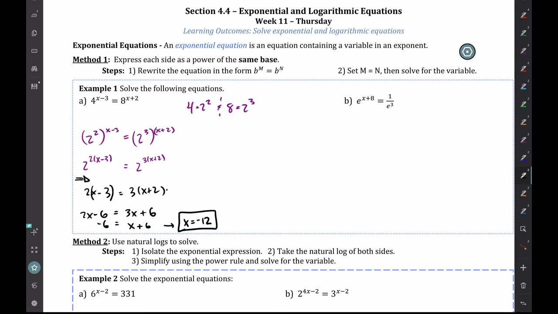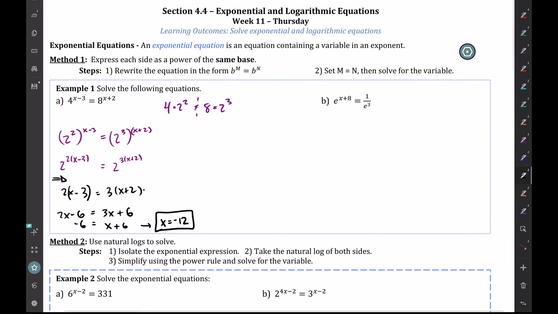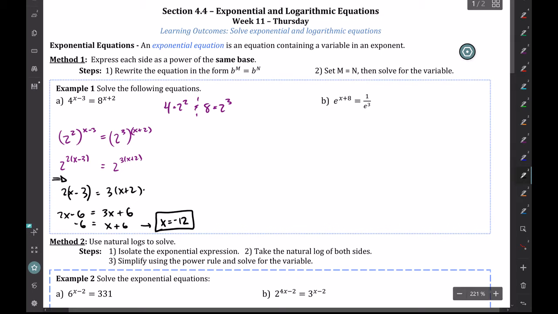Now we should try to do the same thing for part B, and if you look at this, you should be able to figure out that the common base here should be e. So 1 over e cubed can be written as e to the minus 3, right? So then you get e raised to the x plus 8 is equal to e raised to the negative 3. And now I can set the two exponents equal to each other. x plus 8 must be equal to negative 3, which implies that x must be equal to negative 11.